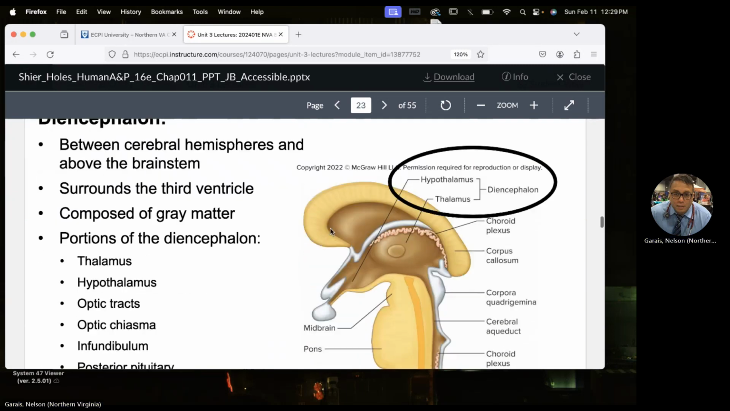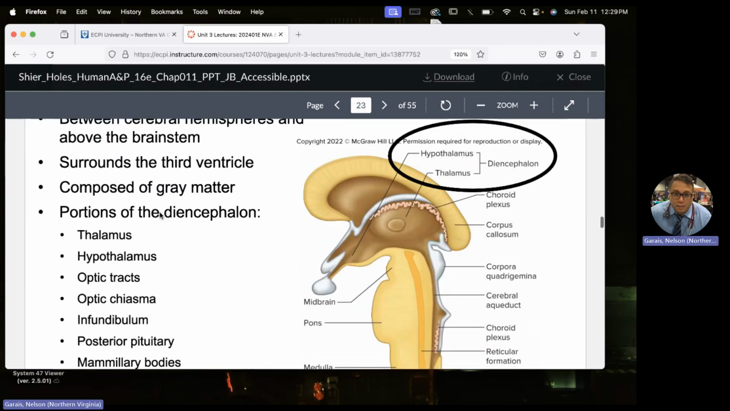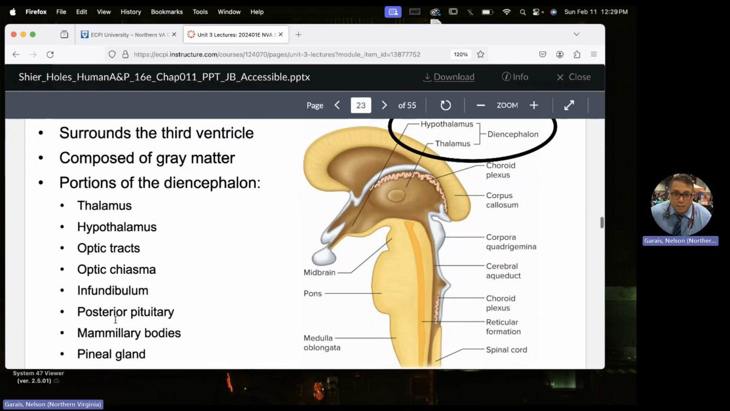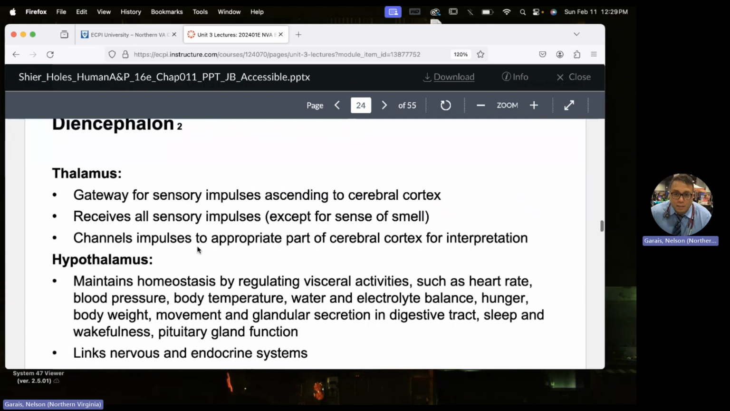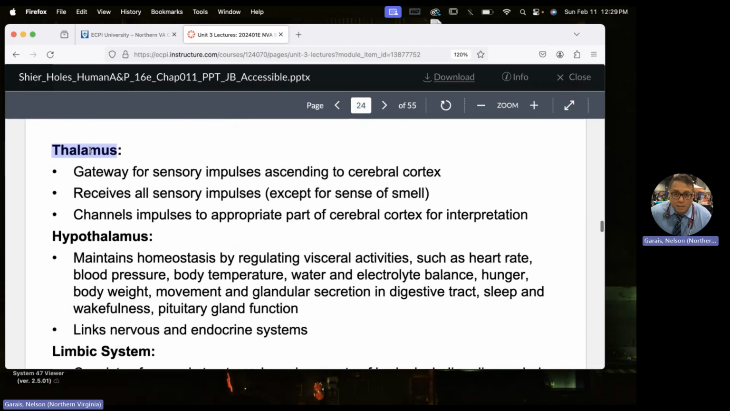It's kind of creepy. All of these, very important, part of the diencephalon, right? Nice. But what's better? Knowing the exact parts. So thalamus, I want you to think gateway or sensory impulse.